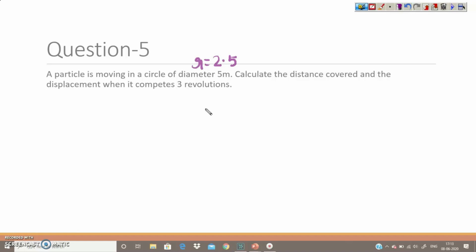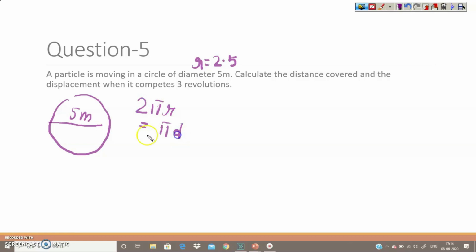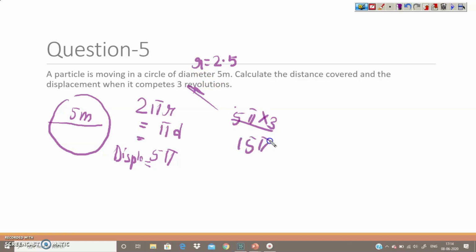First, we will draw a circle here. Its diameter is 5 meter. And we know that the circumference is 2 pi r, which is pi d. So that means one revolution covers 5 pi. And the distance will be 5 pi multiplied by 3 because it covers 3 revolutions. So it will be 15 pi.